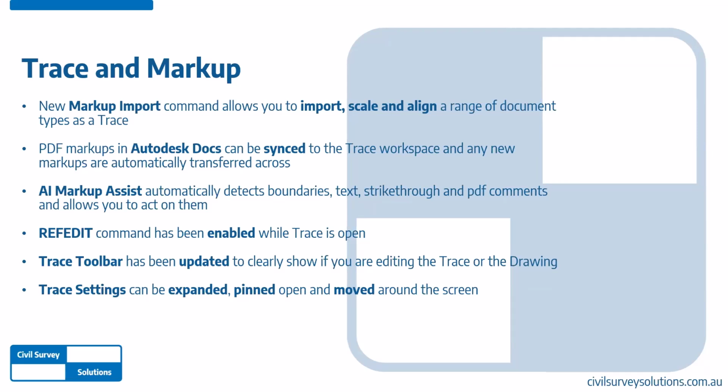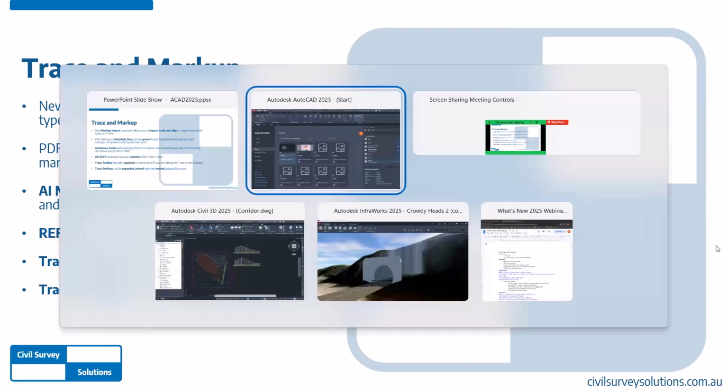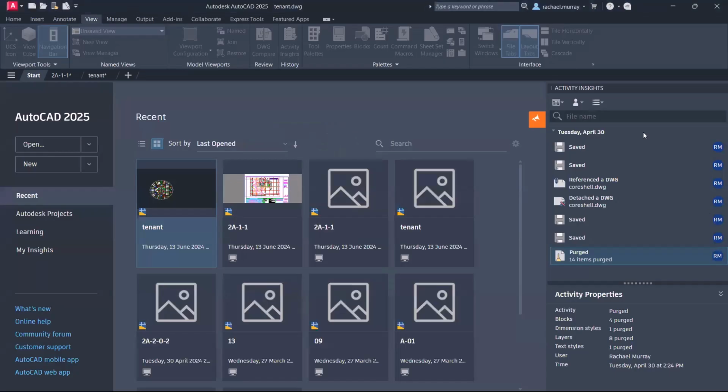The other thing that has been added to the Trace workspace is the Markup Assist, which uses AI to automatically detect a range of different comments that you may see and gives you an action that you can create in your document. A couple of other smaller things is that the ref edit command has now been enabled whilst you're in Trace, which will be very handy. And there's also been some changes to the Trace toolbar and the settings, which I will show you as we jump back across into AutoCAD now.